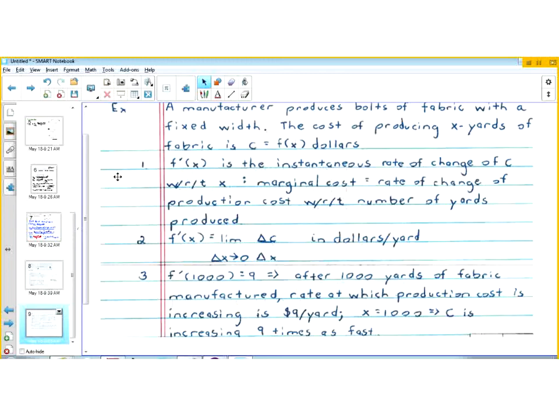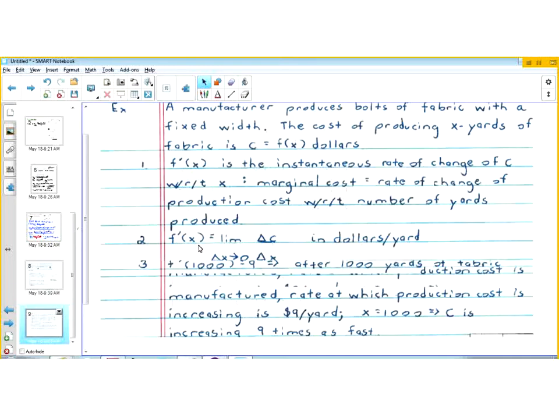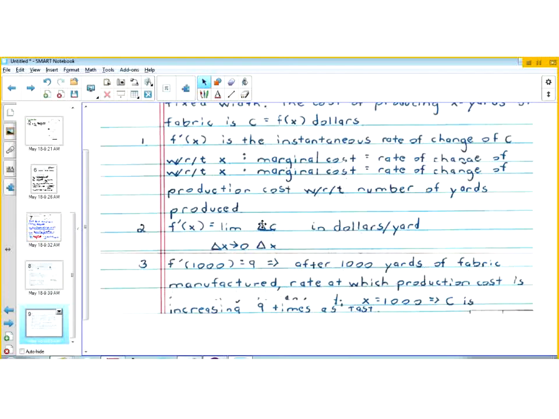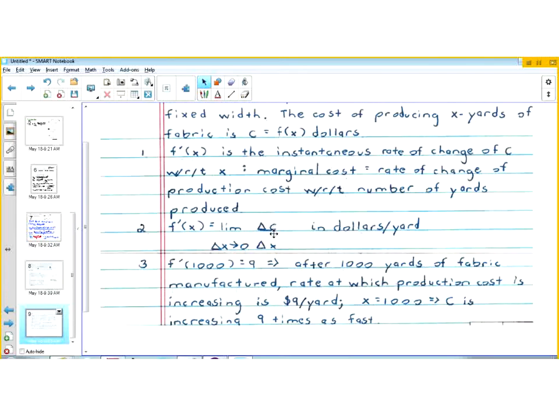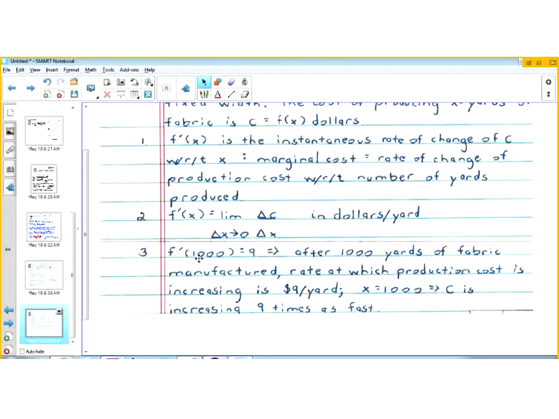So what it means is that as you produce so much quantity of product, in this case yards produced, the production cost will change as the number of yards changes. So it may increase or decrease depending on the circumstances of the manufacturing process. So mathematically, we have the derivative of the function is the limit as delta x approaches 0 of the change in cost with respect to the change in the amount produced. And that would be in dollars per yard.